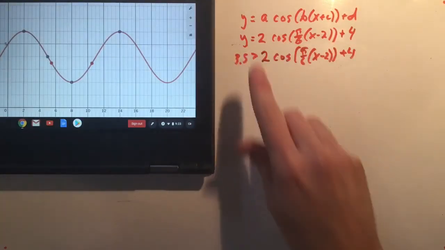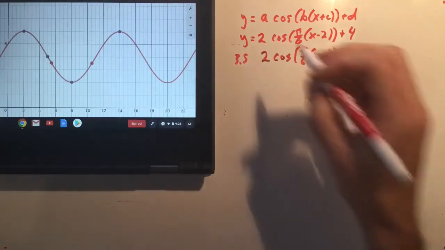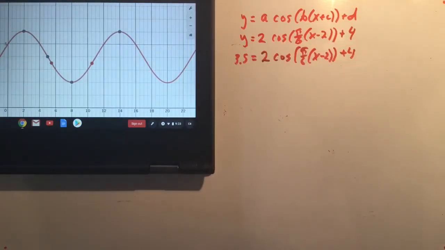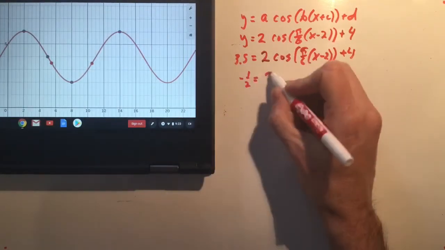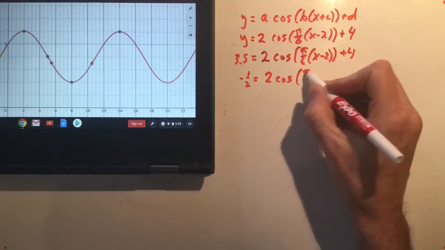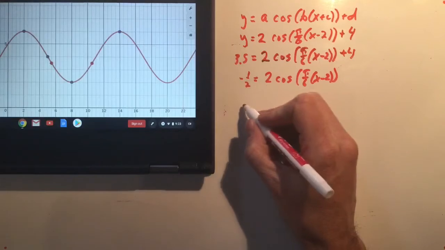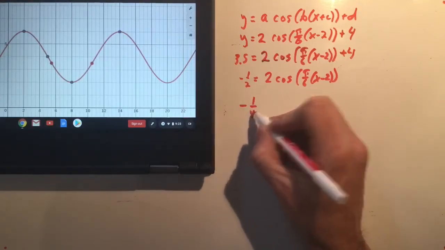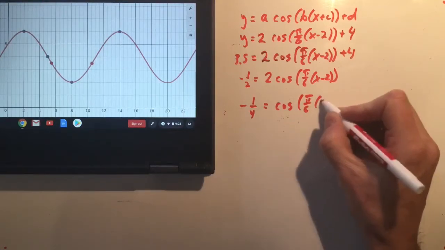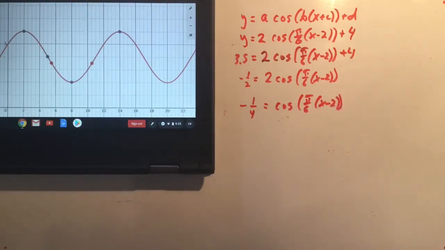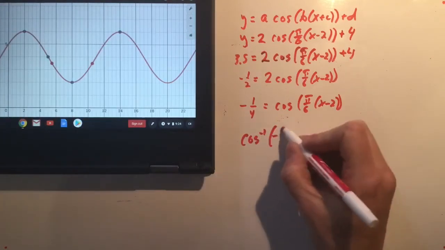In order to do that, we're going to find when 2 cos(pi/6 (x minus 2)) plus 4 is equal to 3.5. So we will subtract 4 from both sides. Then we will divide both sides by 2. Then we'll take cos inverse of both sides.